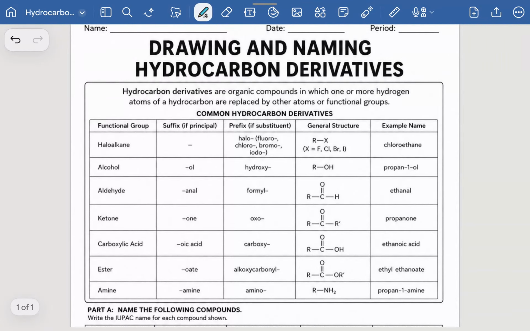So I hope you had a chance to try this worksheet if you found it on my website, and if you didn't, you can go to my website, download it, and try it before you look at this video. But this is just going over all the hydrocarbon derivatives you can see in an intro to organic course.